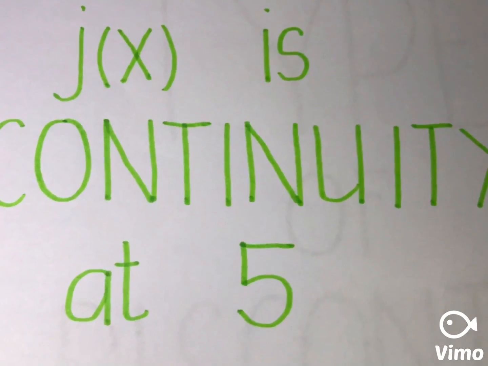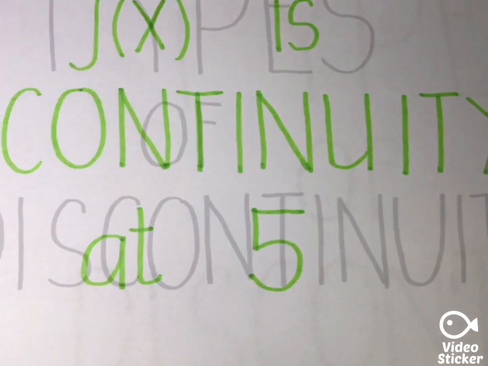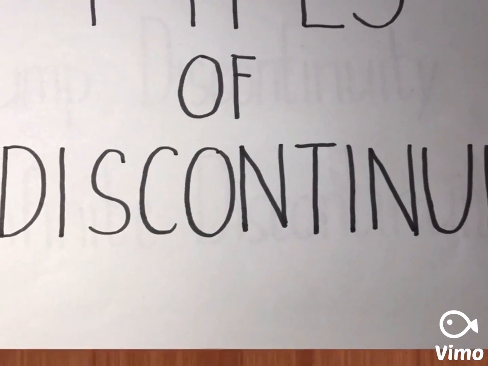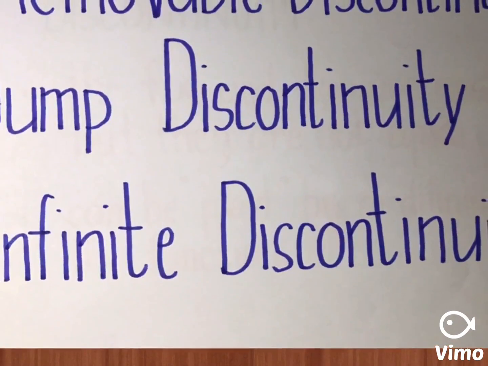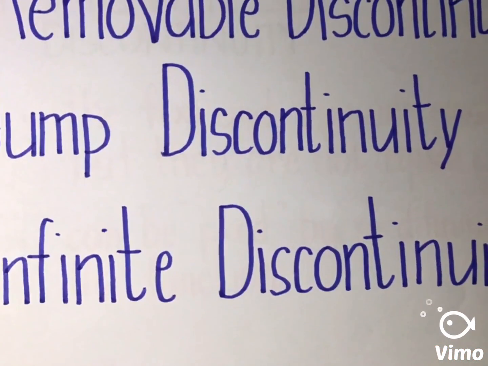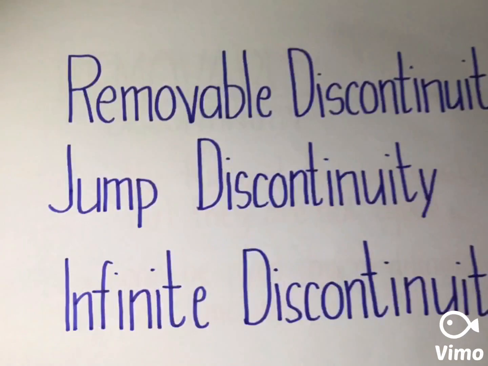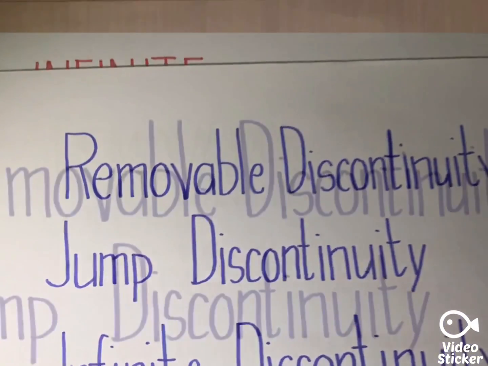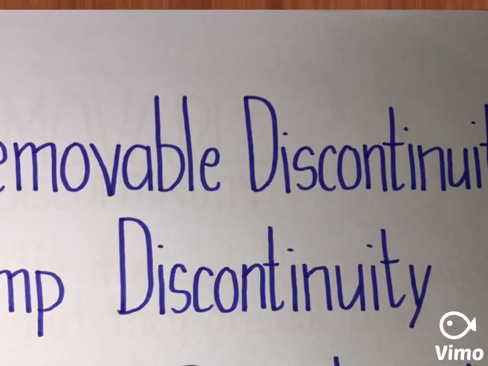The second part of this video tutorial is about the types of discontinuity. We have two types of discontinuity. First is the removable discontinuity and the essential discontinuity. Under the essential discontinuity are jump discontinuity and infinite discontinuity.